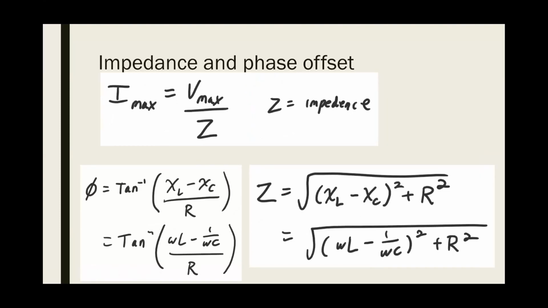So in this concise equation, the impedance is the square root of the reactances: I take the inductive reactance, subtract the capacitive reactance, square that whole thing, and add the resistance squared. That gives me the impedance. And if I want to find the phase offset that the voltage has relative to the current, I take an inverse tangent function of the difference between the reactances over the resistance.